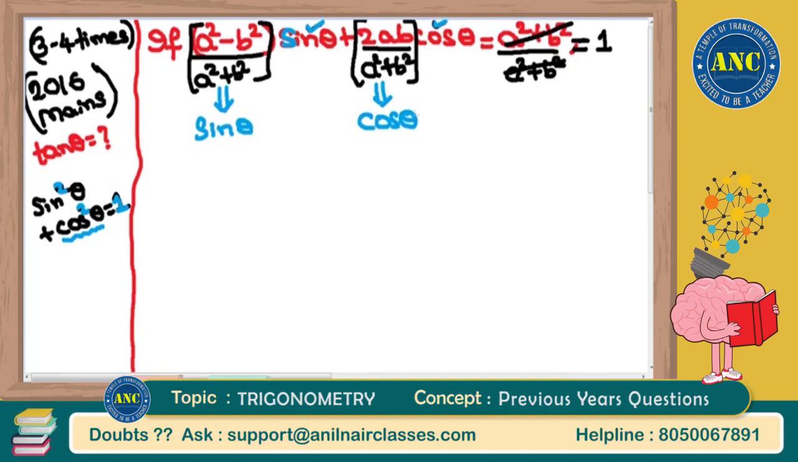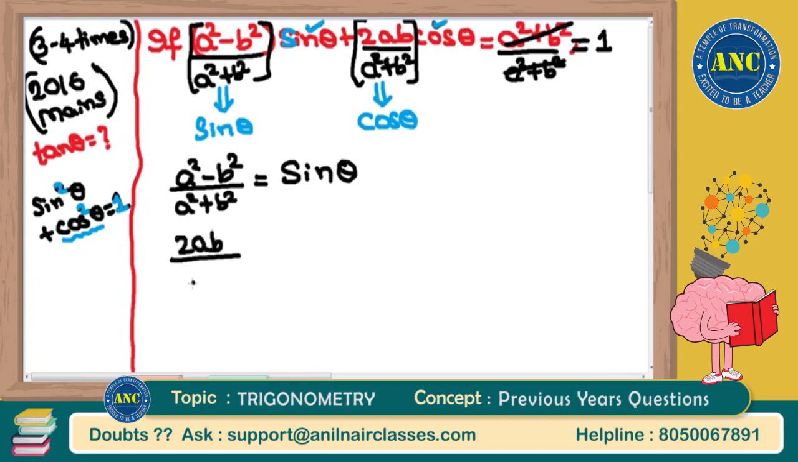And I don't want you to keep writing this equation as many times as possible and waste your time. What I realized as of now is that the bracket term, a square minus b square divided by a square plus b square, is nothing but equal to sin theta. Similarly, the second bracket term, 2ab divided by a square plus b square, is nothing but equal to cos theta.